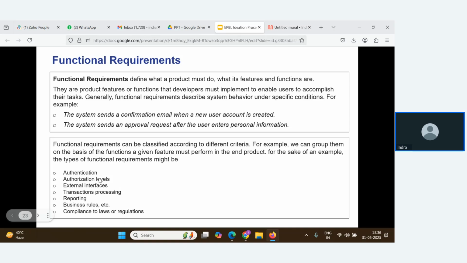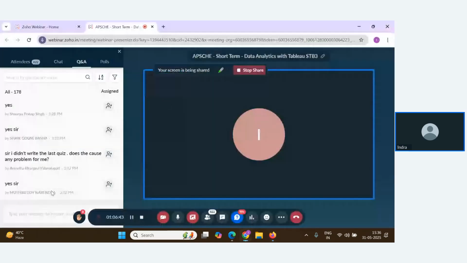For example, we have authentication. This ensures that only authorized users will log in. Then we have authorization levels, meaning different permissions can be given to different users. External interfaces means we can connect with other systems or tools. Transaction processing means we can handle payments or data transfers. Reporting basically means generating summaries or reports for the users. Business rules means you follow a set of specific rules on how the system should behave, and compliance with laws or regulations basically means the system follows all the legal rules or regulations.